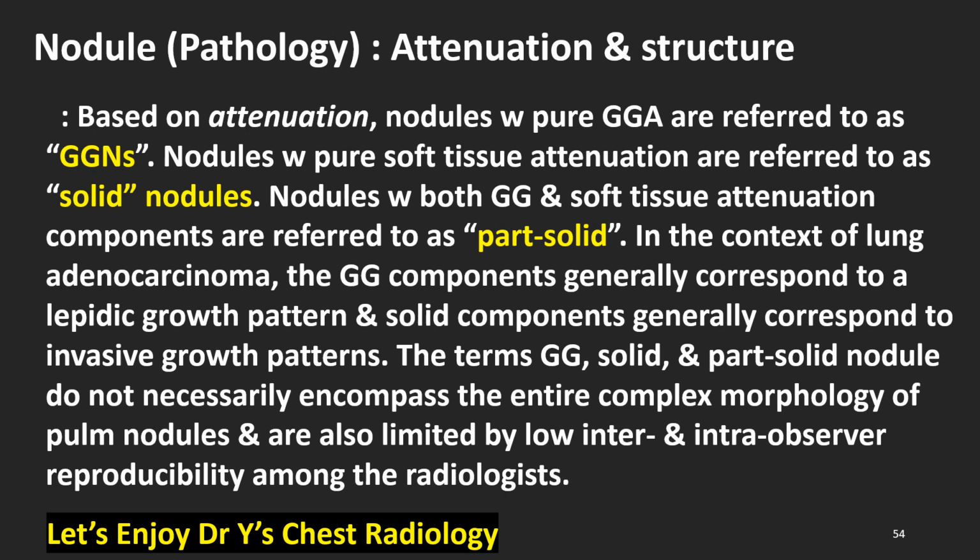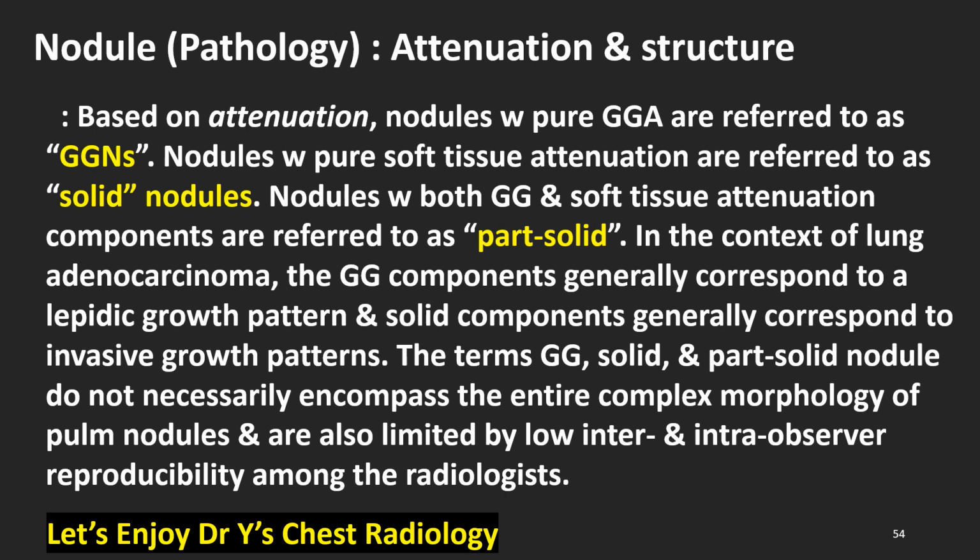Nodule pathology, attenuation and structure. Based on attenuation, nodules with pure ground glass attenuation are referred to as ground glass nodules. Nodules with pure soft tissue attenuation are referred to as solid nodules. Nodules with both ground glass and soft tissue attenuation components are referred to as part solid.